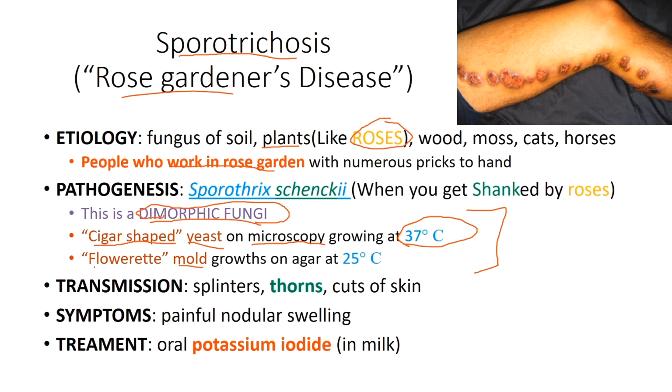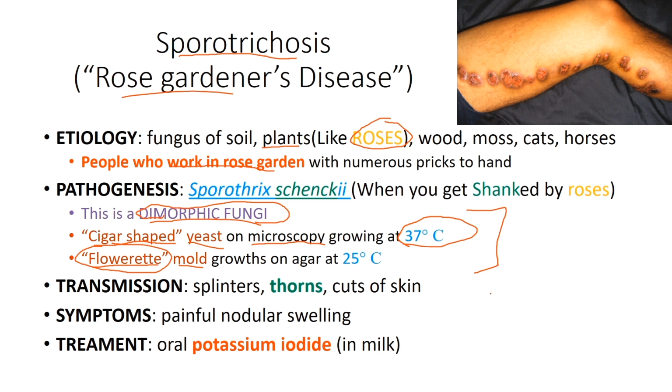stuff right here. If it grows on agar at 25 degrees C, then it's going to be in its mold form, and it forms these flower-shaped things on the agar. You can Google that and look at the pictures of what that looks like. They look like flowers on agar, or on microscopy, they look like cigars in the yeast form.